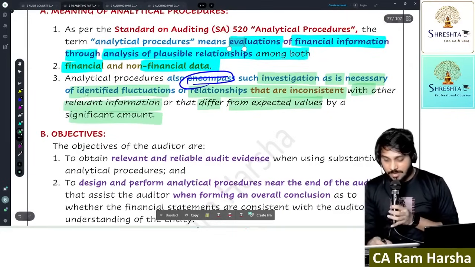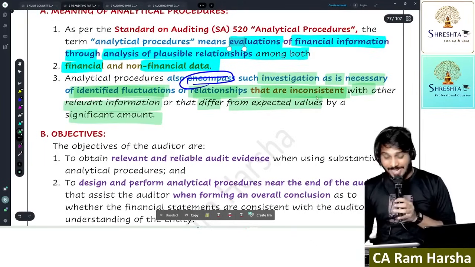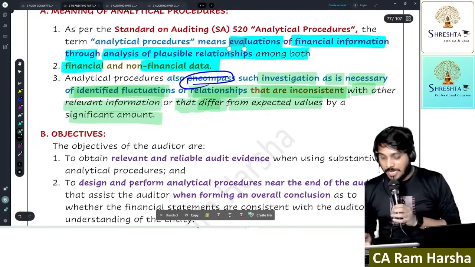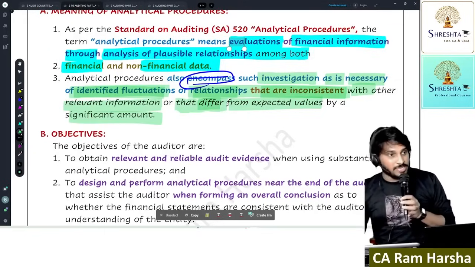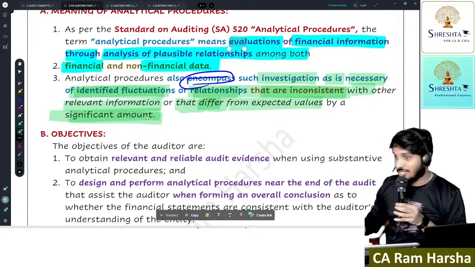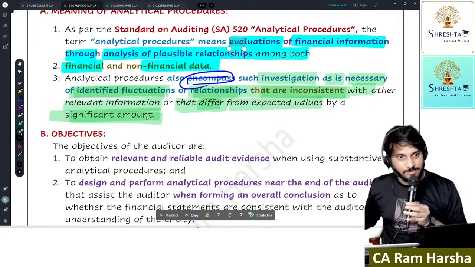If the auditor identifies fluctuations or relationships which are inconsistent with other relevant information, or the fluctuation is differing from the expected value by a significant amount. Understood for each term the example I gave?